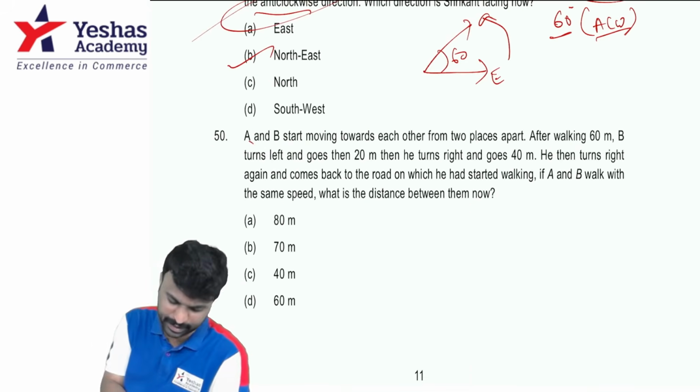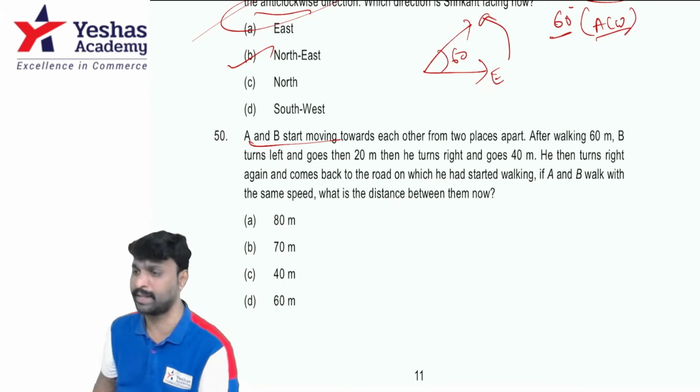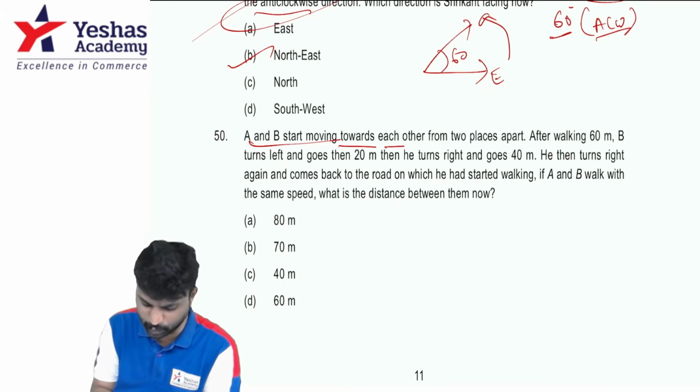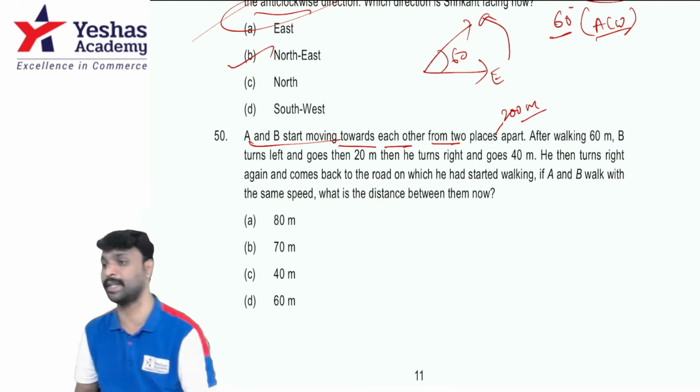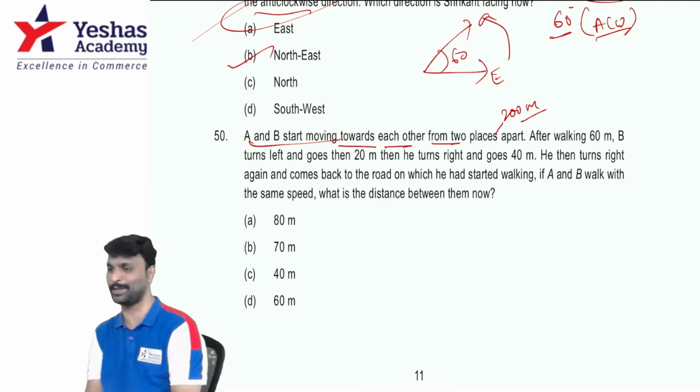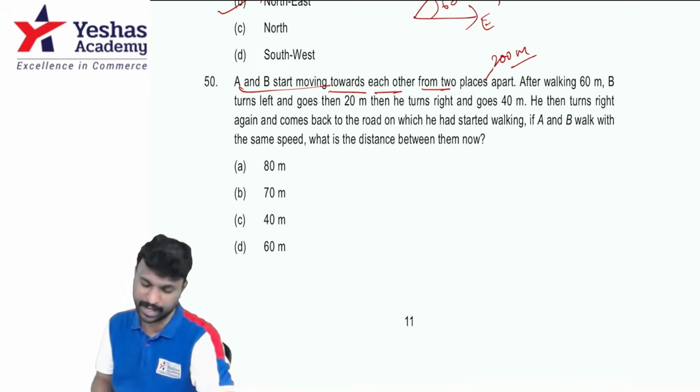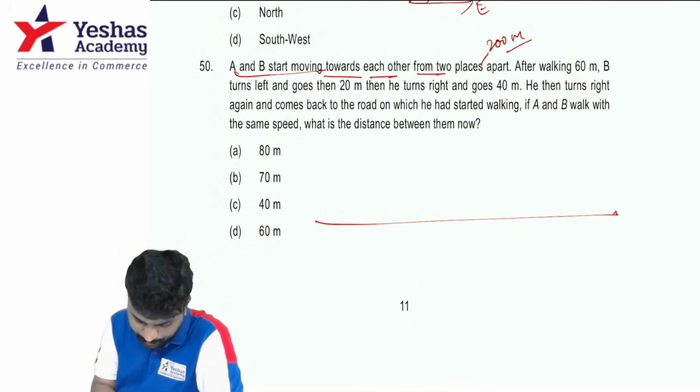The 50th one, guys, there is a mistake in this question. It's one of our practice questions actually. A and B start moving towards each other from two places, which are 200 meters apart. This is the missing information actually. Without this, you will not be able to solve this. Same question we have solved in the class. So between A and B, the distance is 200 meters.